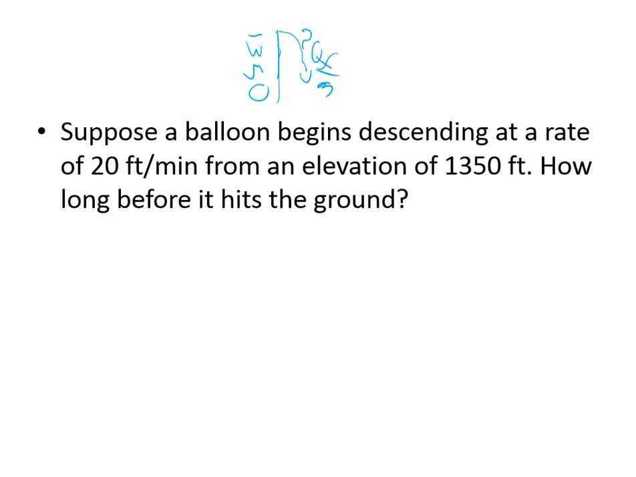Well, the rate of change is it's descending at 20. Okay, that's its rate of change. That's how much it's falling. And so that's going to be our slope. So if we write our function, y equals 20, but it's descending, so it'd be negative 20x plus b.